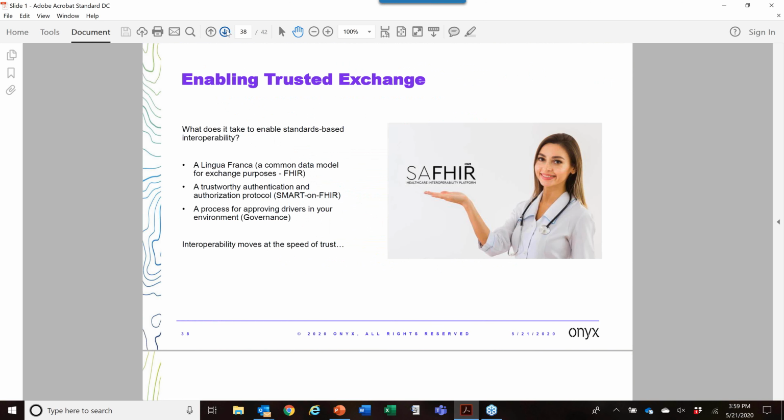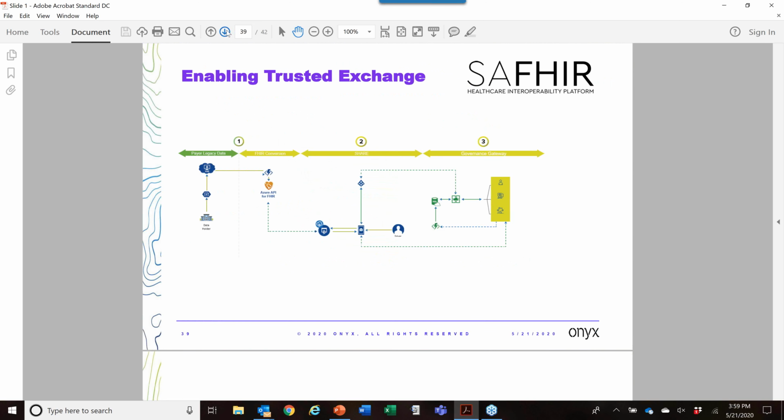So the next slide, please. As I shared, we're working on enabling trusted exchange. And today we have built an end-to-end solution for the CMS mandate that some payers are choosing to use. And many other people are putting this into the market as well. But again, this type of platform, this end-to-end turnkey solution for meeting these mandates and others can only move at the speed of trust. Next slide, please.